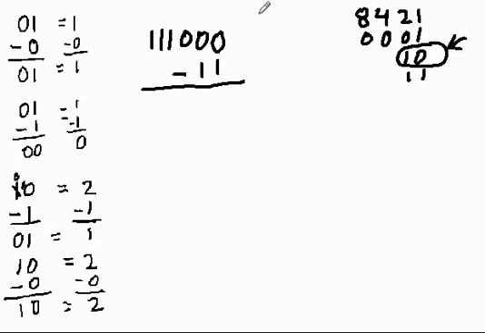So let's concoct a problem that you can really choke on. 1, 1, 1, 0, 0, 0, minus 1, 1. Well, we'll have to do some borrowing here. We won't choke on this. We'll be able to do this pretty easy, I think. Let's start with this side here. 0 minus 1. I can't do it. I gotta borrow. I can't borrow from here. That's out. I can't borrow from here. That's out. I gotta borrow from this guy over here.